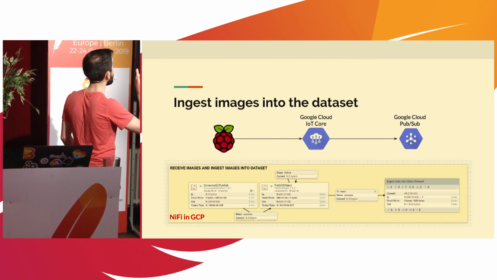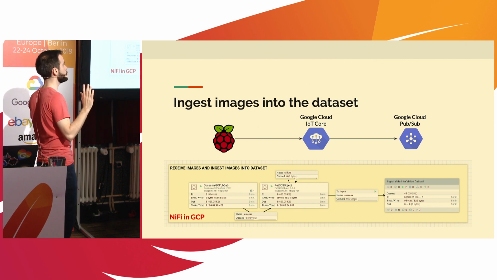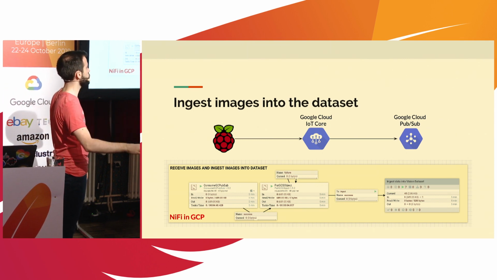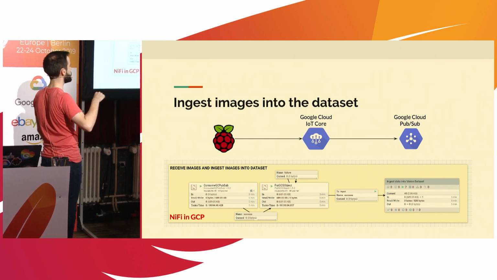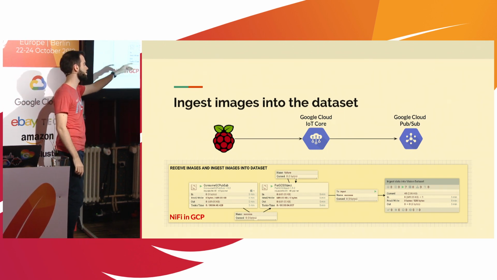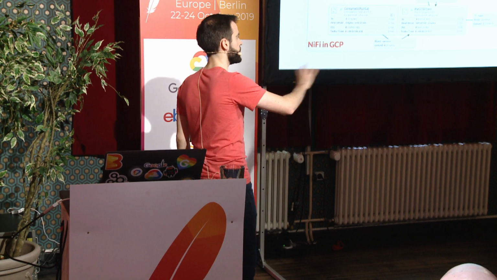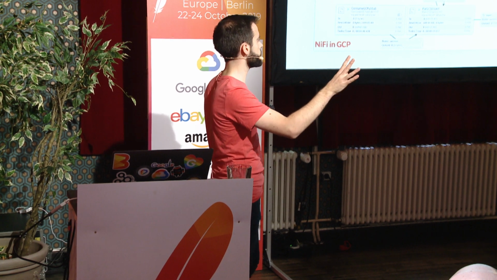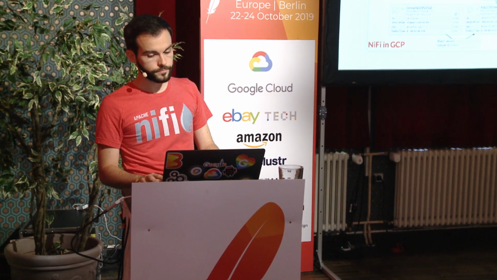So once the images arrive to Google Cloud IoT Core, as I said, you don't have to do anything. It's automatically pushed to a PubSub topic. And then on my NiFi running on GCP here, I have another workflow, which is pulling the data from the PubSub topic and putting this data into Google Cloud Storage. And then on the right, I'm doing some API calls to make this data available to Google Cloud Vision.